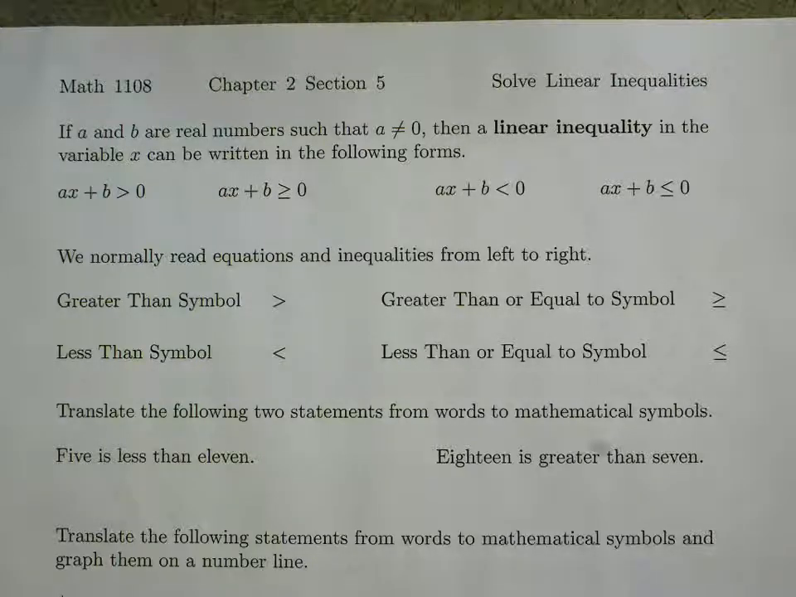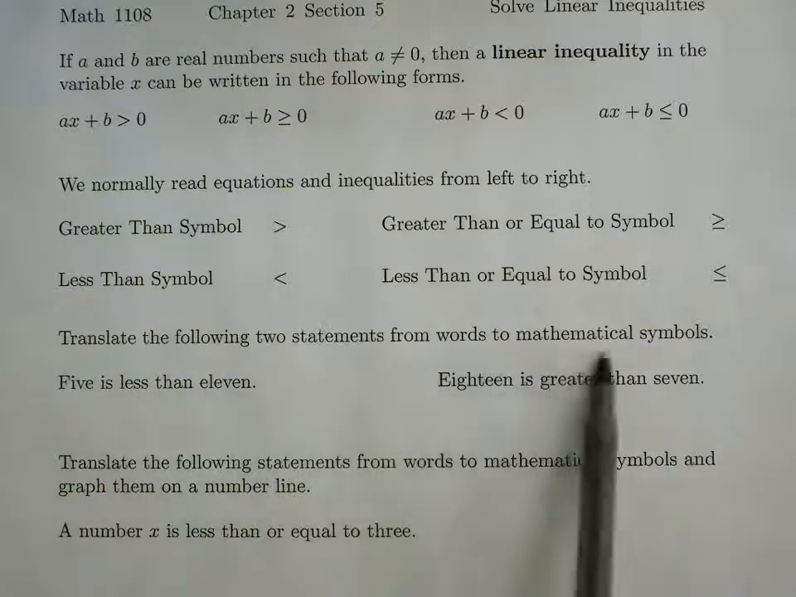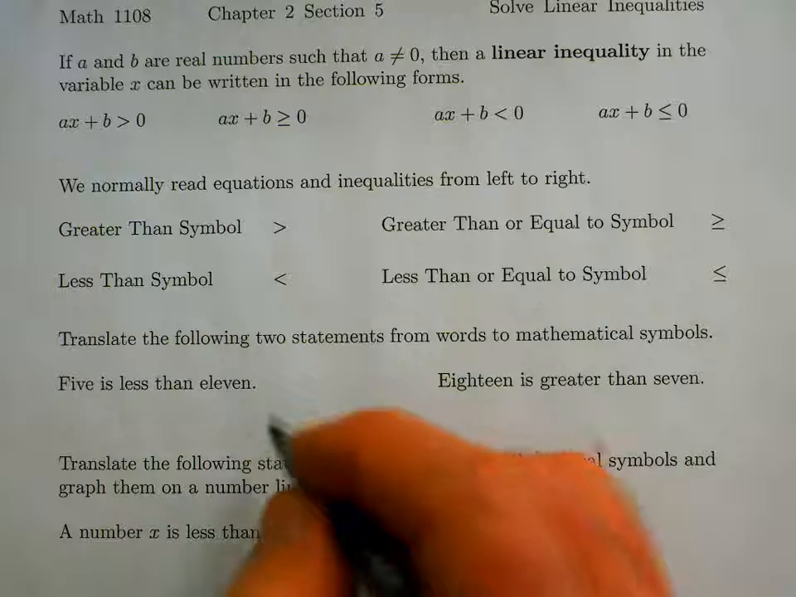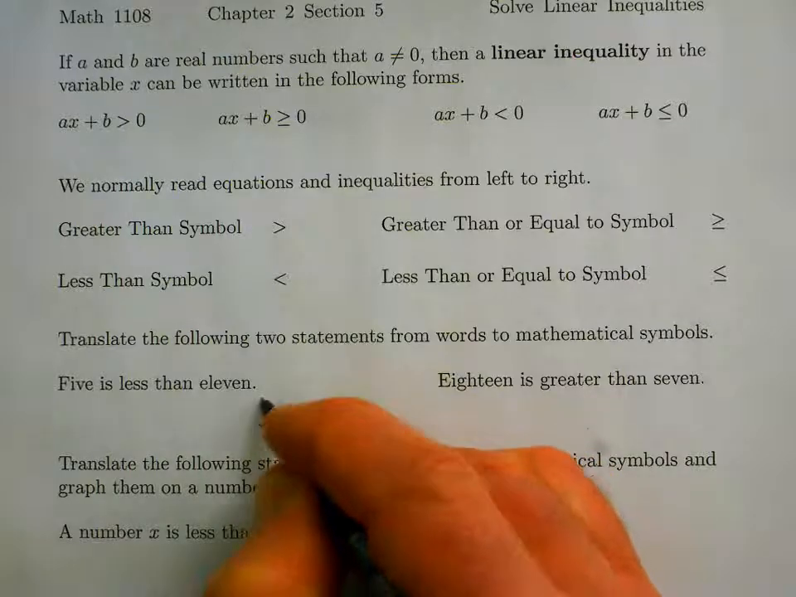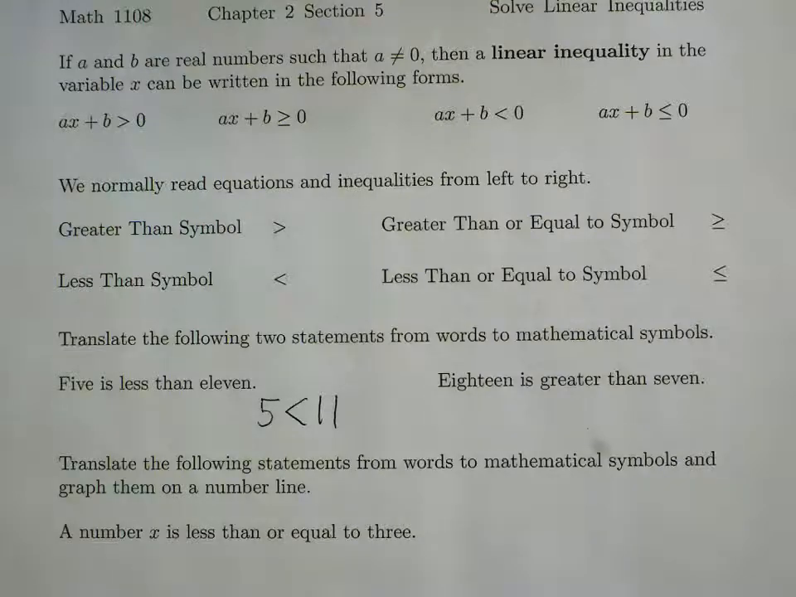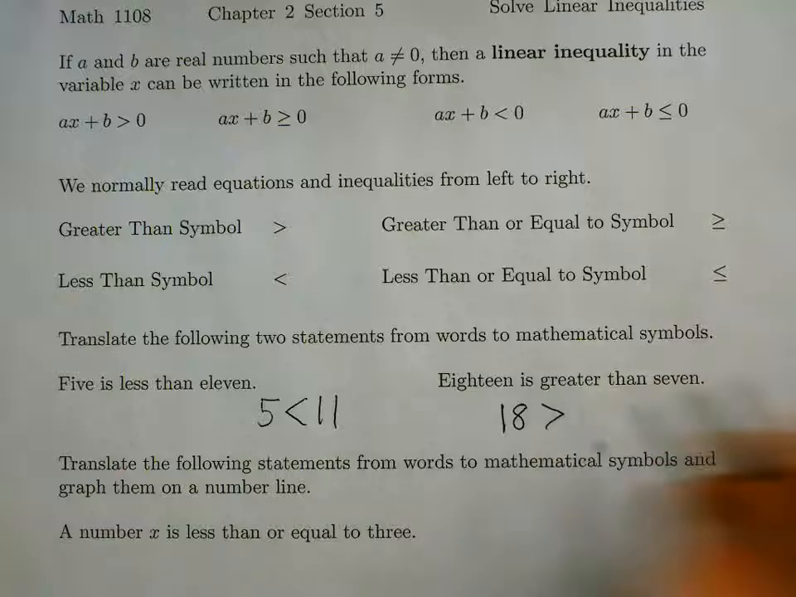We'll do some translating. Translate the following two statements from words to mathematical symbols. 5 is less than 11. So we just write 5 is less than 11. And then the next one, 18 is greater than 7. We translate that. We write 18 is greater than 7.